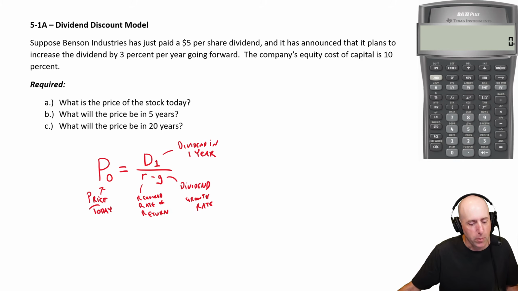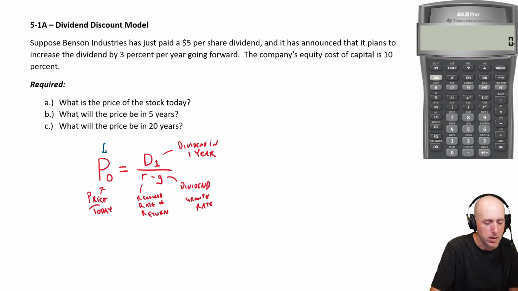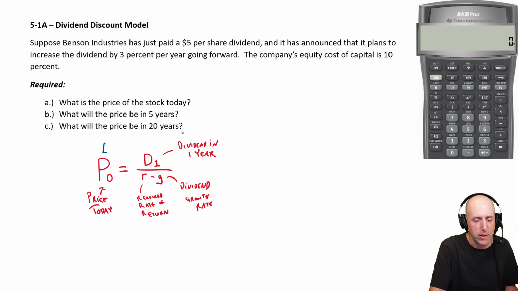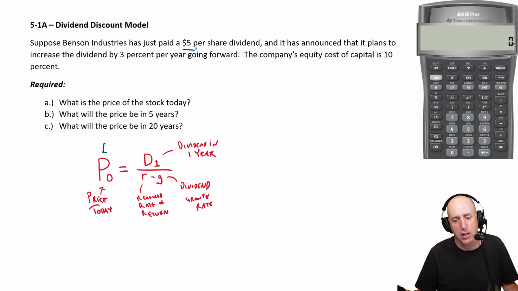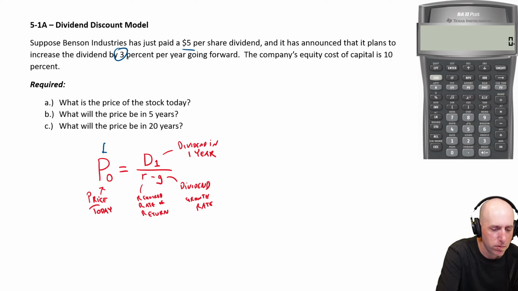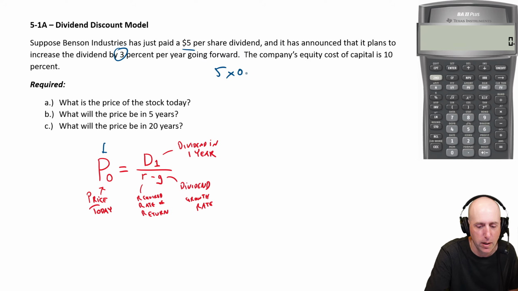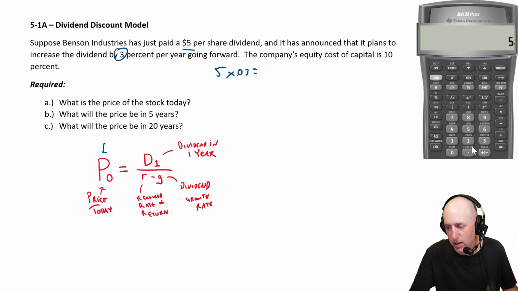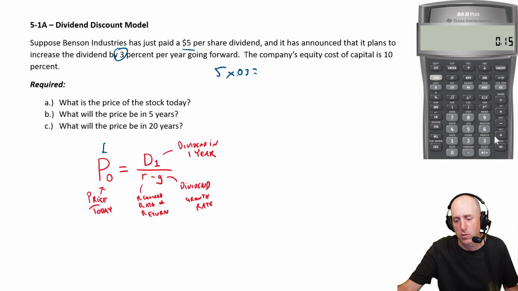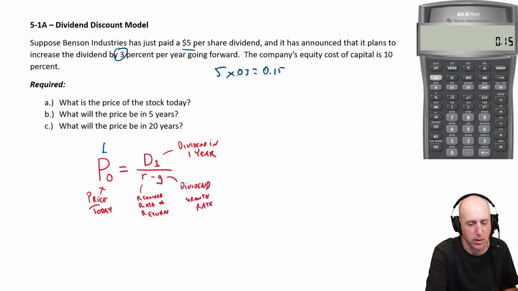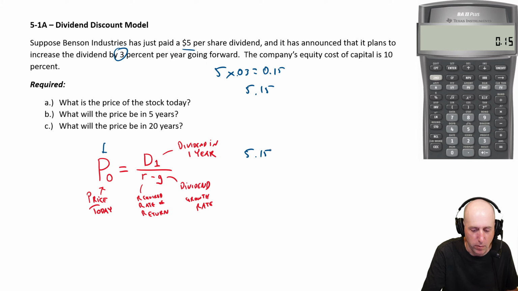So what's the stock price today? We're solving for this P0. Well, what is the dividend going to be in a year? We know the dividend was $5 yesterday. What's it going to be a year from now? Well, it's going to grow by 3%, so $5 times 0.03. I can do that in my head. 5 times 0.03 is 0.15. So it's going to grow by 15 cents. It's going to go from $5 to $5.15. That's 3% growth. So D1 is 5.15.